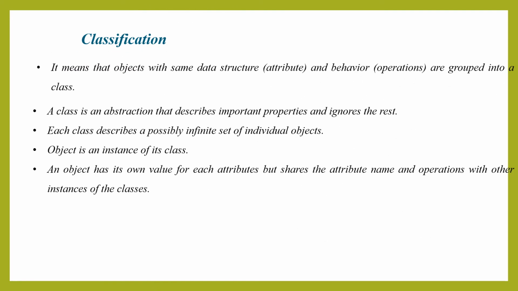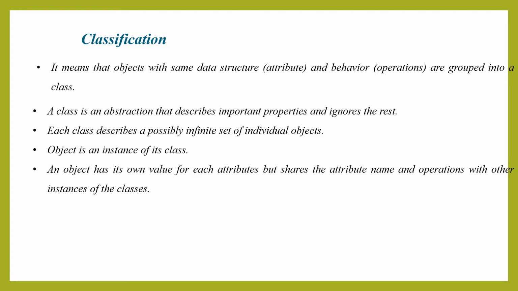Let us see the next characteristic, that is classification. The name itself says that we are classifying into a group, which means the objects with the same data structure or behavior are grouped into a particular class. Examples are a paragraph, a monitor, or chess pieces which are black and white: the black chess pieces are grouped into one and the white ones are grouped into another. These are examples for the classification purpose.